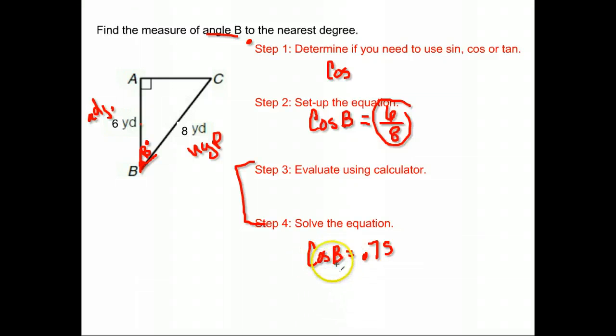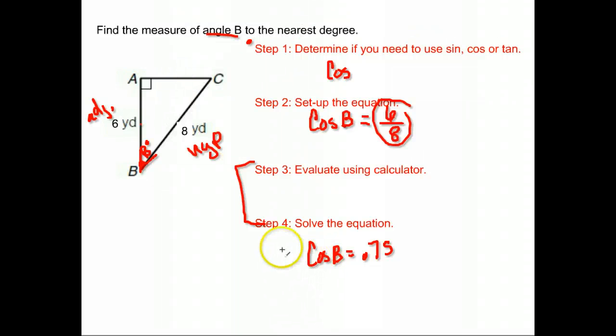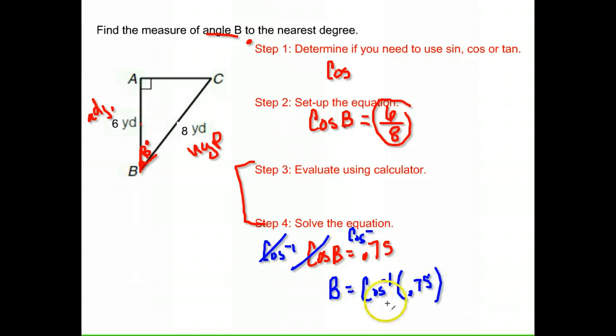So we do the opposite of cosine. Do you know what the opposite of cosine is? It's inverse cosine. Okay, so that's where our inverse button is going to come in. And again, you will know to use it anytime you don't know an angle and you're trying to find an angle. And the way this works is we do the inverse cosine of both sides of the equation. Cosine and inverse cosine cancel. And so my answer is going to be whatever the inverse cosine of 0.75 is.